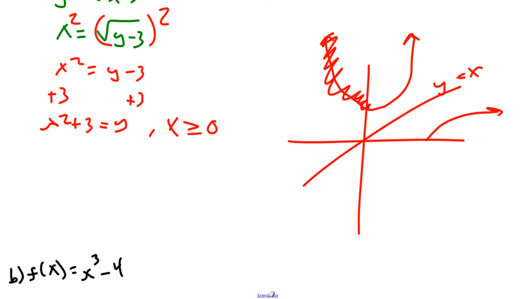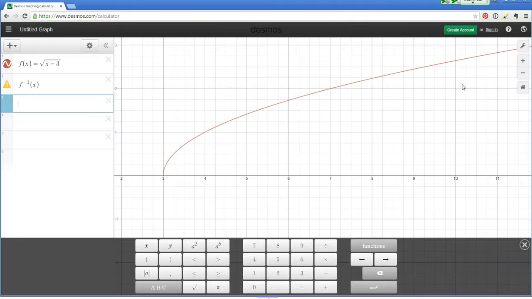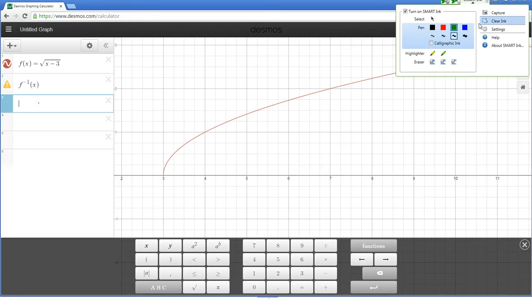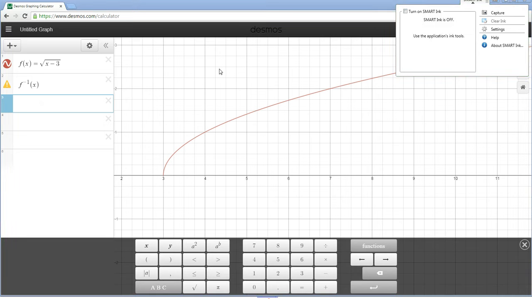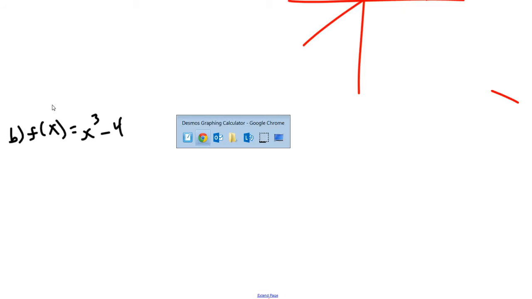Okay, let's do another one right here. First of all, is x cubed minus 4 one-to-one? You may or may not know what this graph looks like. This is a cubic graph. So we can even go to our Desmos over here, and let me turn off the smart link thing. So we can do g of x equals x to the power 3 minus 4.